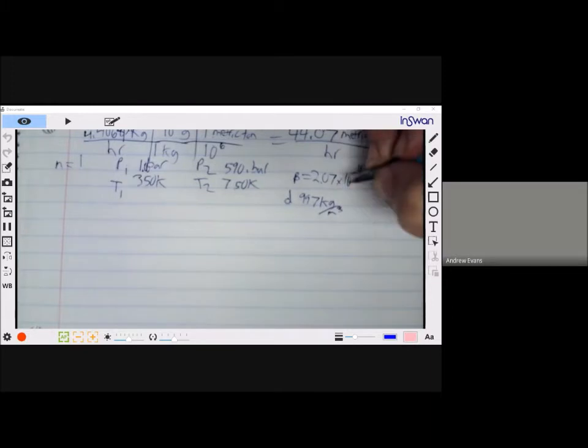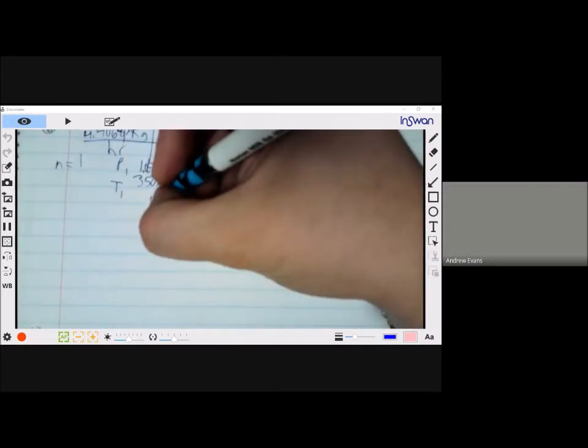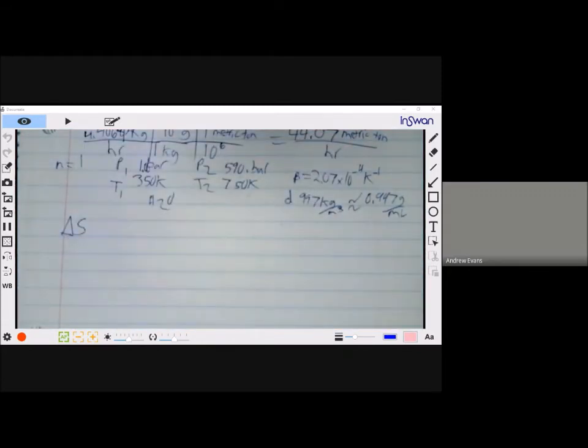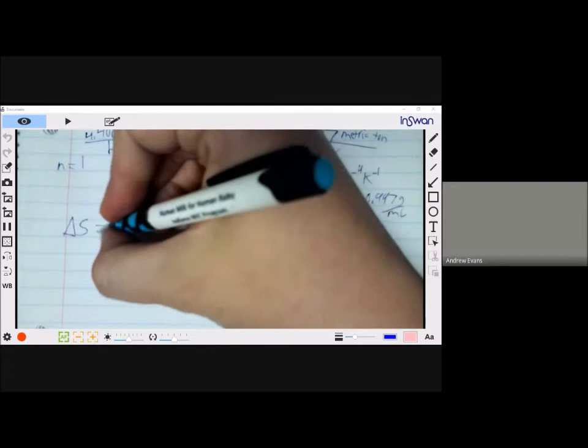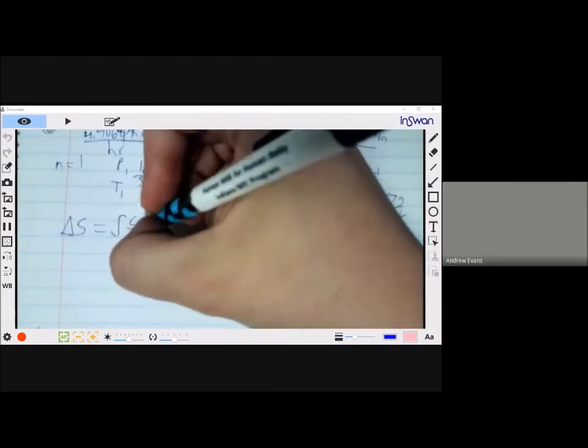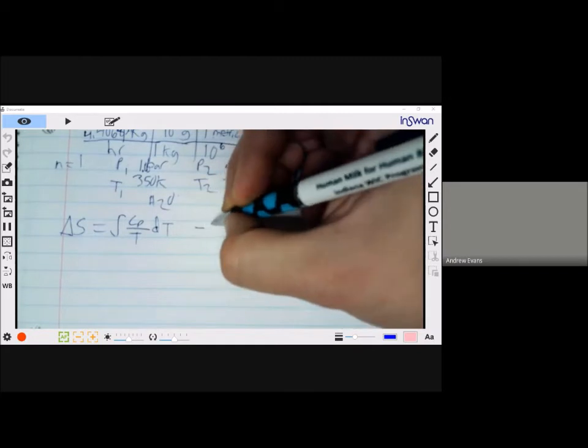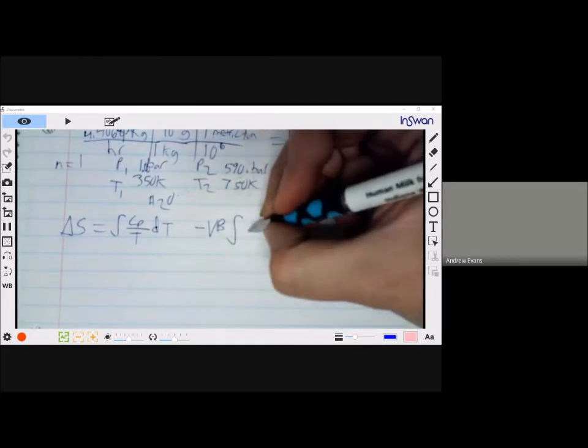Okay. Also, essentially, that's 0.997 grams per milliliter because it's water, H2O liquid. So, to calculate entropy, you're working as a function of temperature and pressure. So we have the temperature aspect, which is the integral of C sub P over T dT, and the pressure aspect is the negative V beta integral of dP.